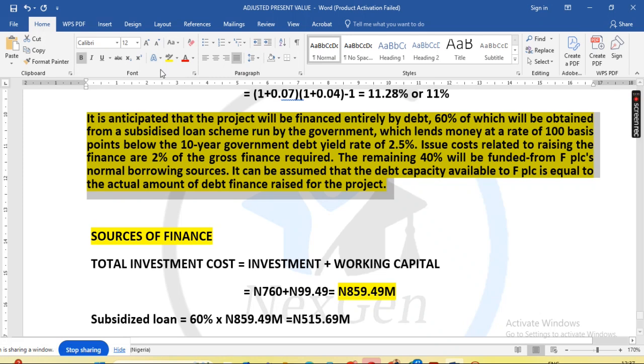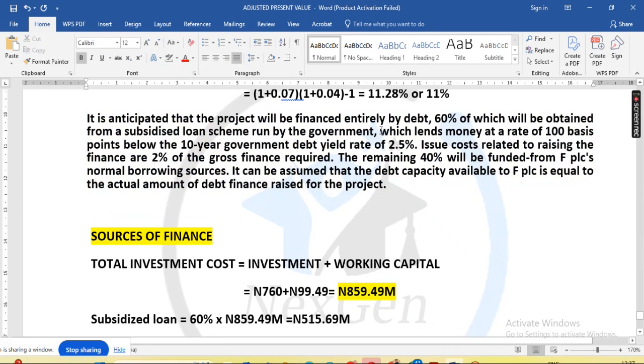Let me remove the yellow, in case you are not seeing it well. Now, which lends at a rate of 100 basis points below the 10-year government debt yield rate of 2.5%. So 100 basis points below the 2.5. Class, what it means is that the rate will be 1%. 100 basis points means 1%.